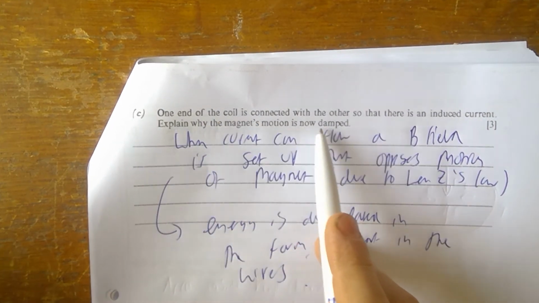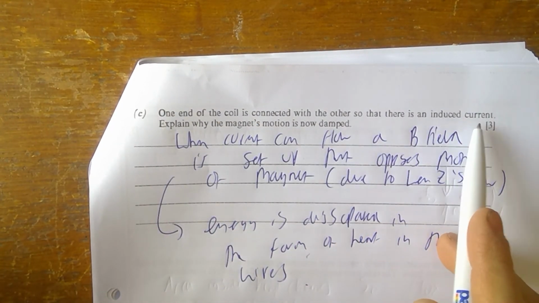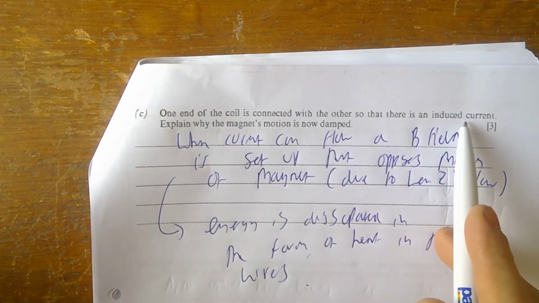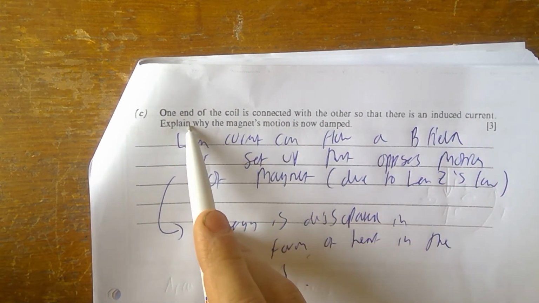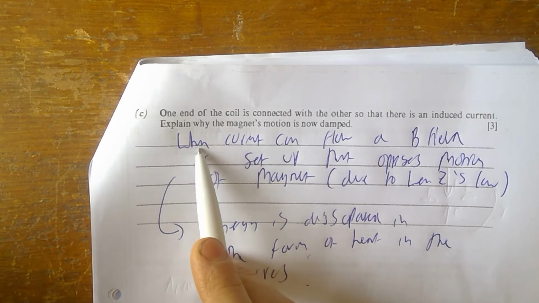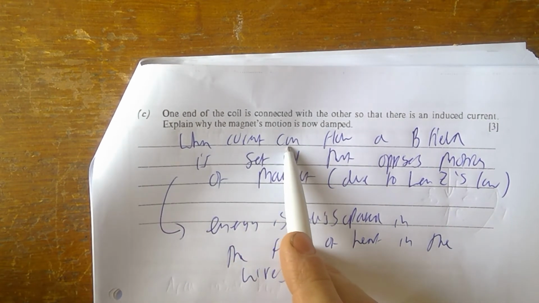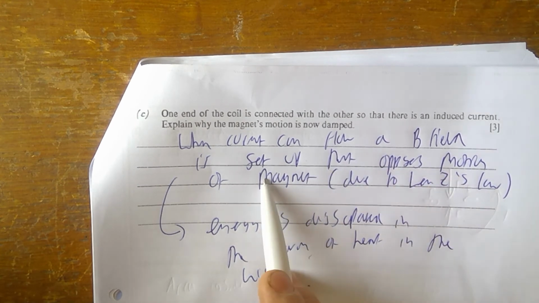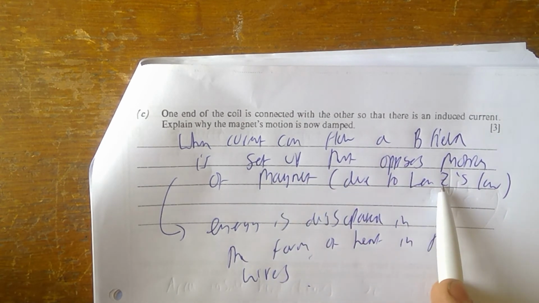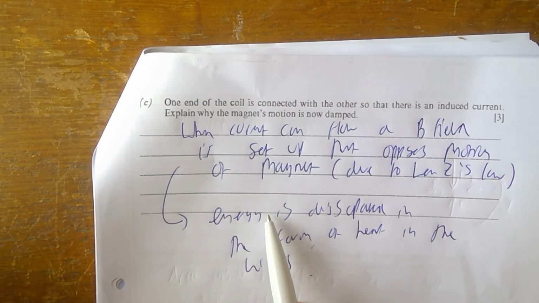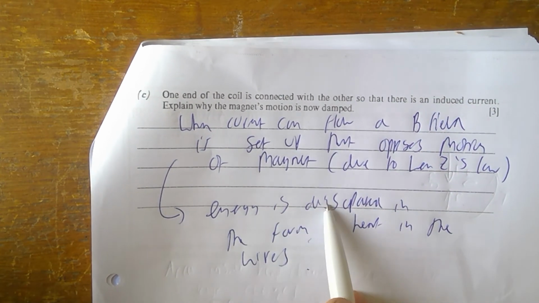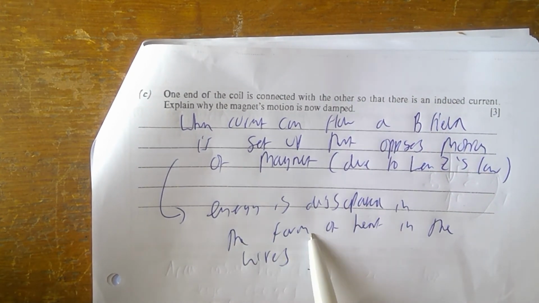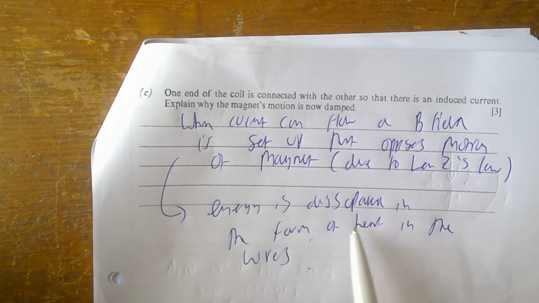One end of the coil is connected with the other, so there is now an induced current. You can't get the current without a complete circuit. Explain why the magnet's motion is now damped. When a current can flow, a magnetic field is set up that opposes the motion of the magnet due to Lenz's law. Energy will therefore be dissipated in the form of heat in the wires when the current can flow.